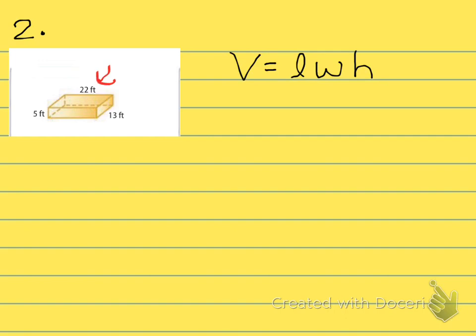So we're going to have V equals, and now since I've used the red, I'm going to go ahead and circle that. So 22 times, and then we're going to look for the width. Remember, the width is going to be from front to back. So you can see that 13 feet right there. So the width will be there. Times, now the last piece is you need the height of the rectangular prism. And from bottom to top, you can see that 5 right there.